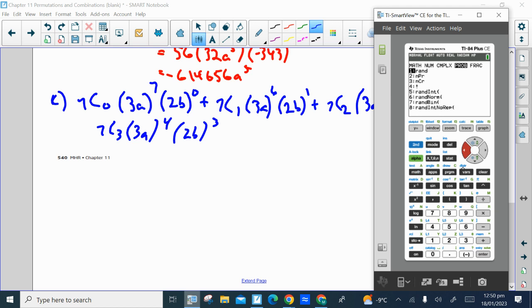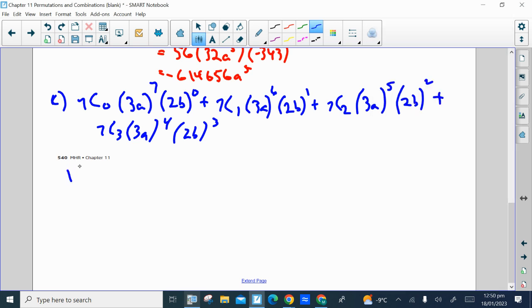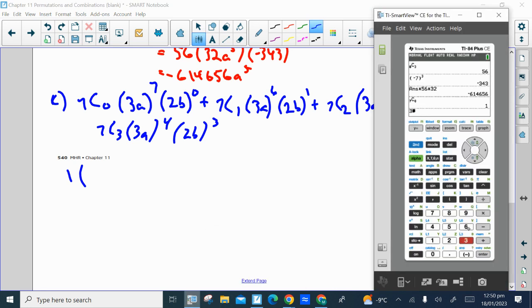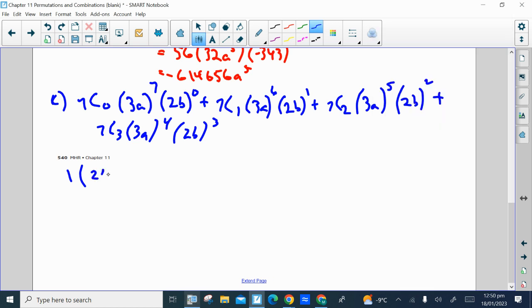7c0, I think, is 1. Yep. So it's going to be 1 times 3a all to the 7th. So 3 to the power 7, 2187, as well as a to the power 7, times 2b all to the 0, which is just 1. Timesing by 1 changes nothing.